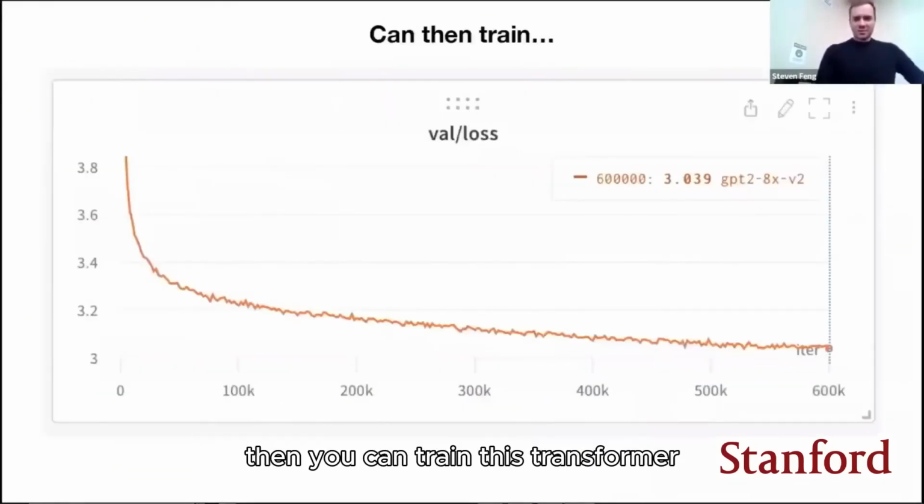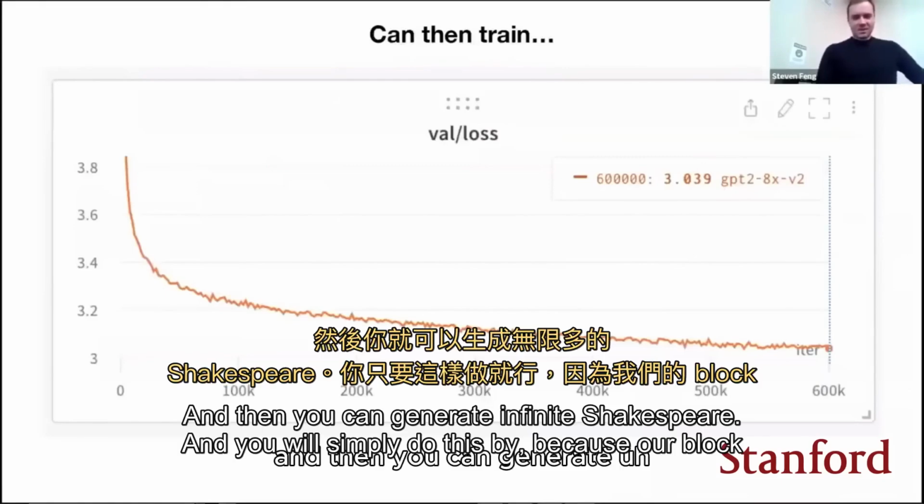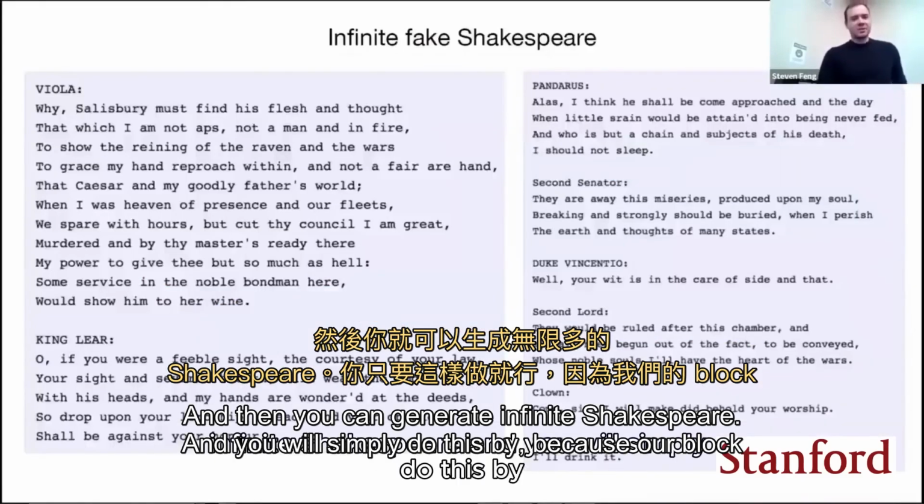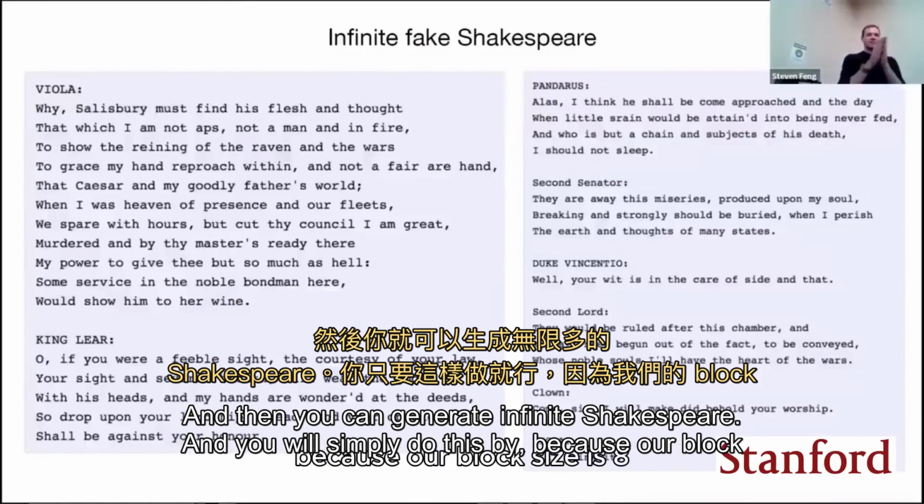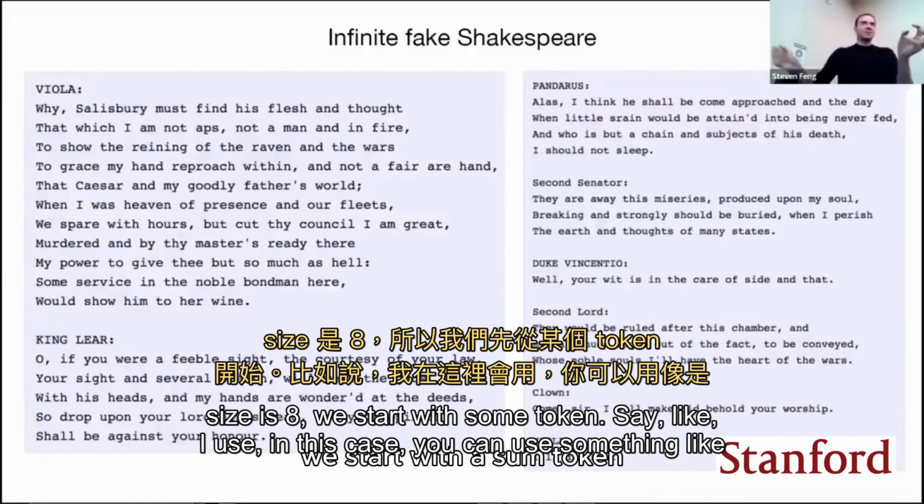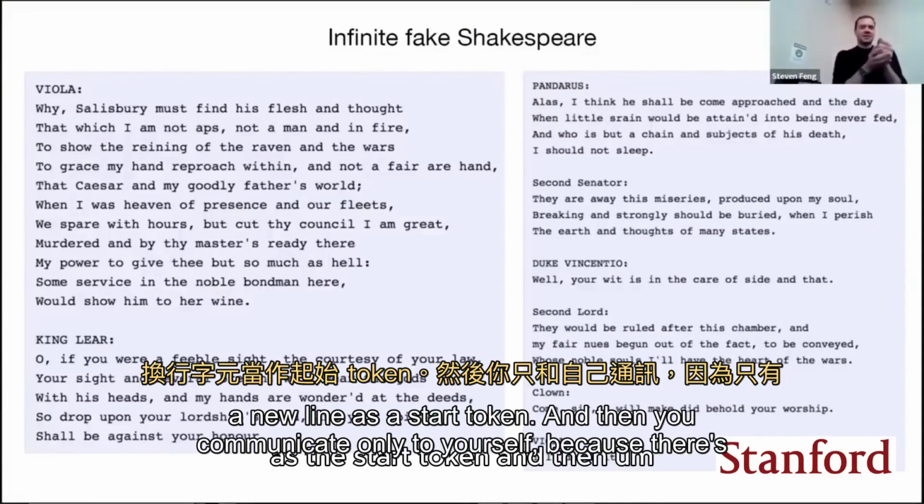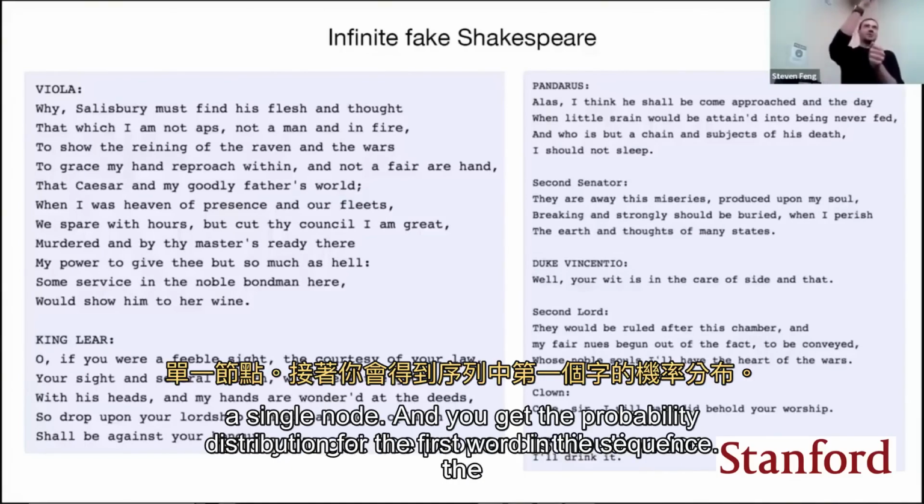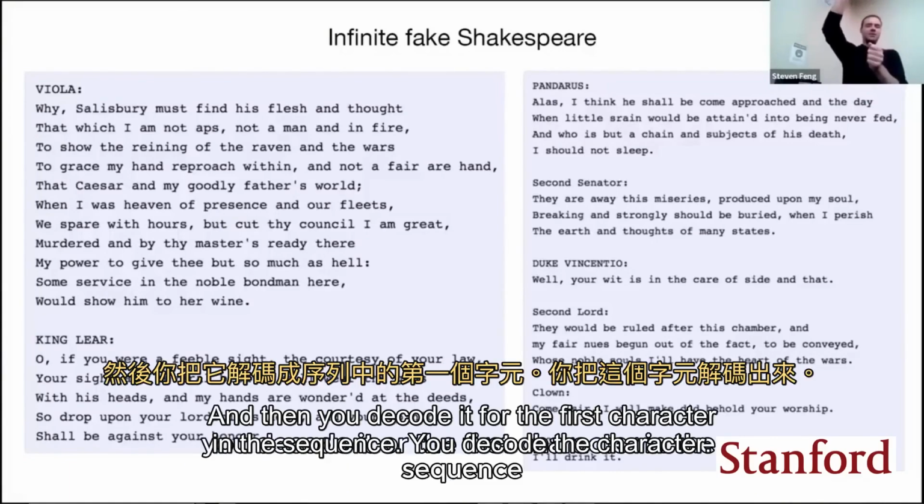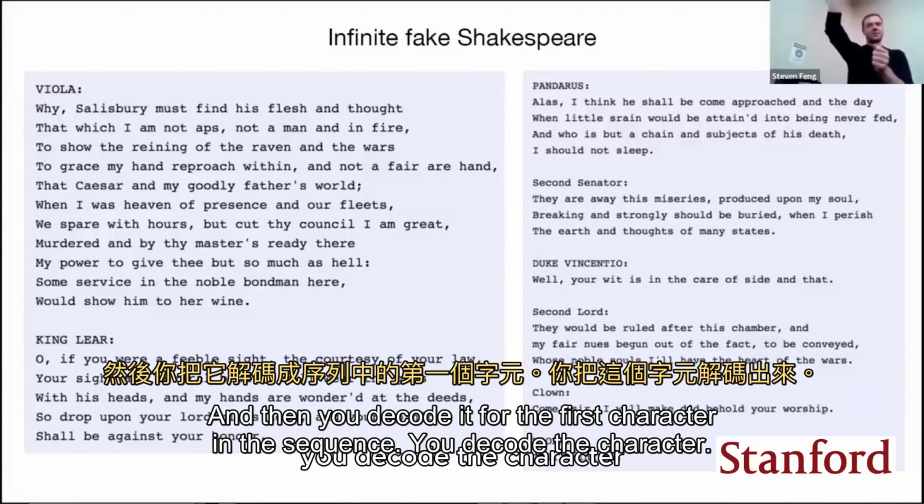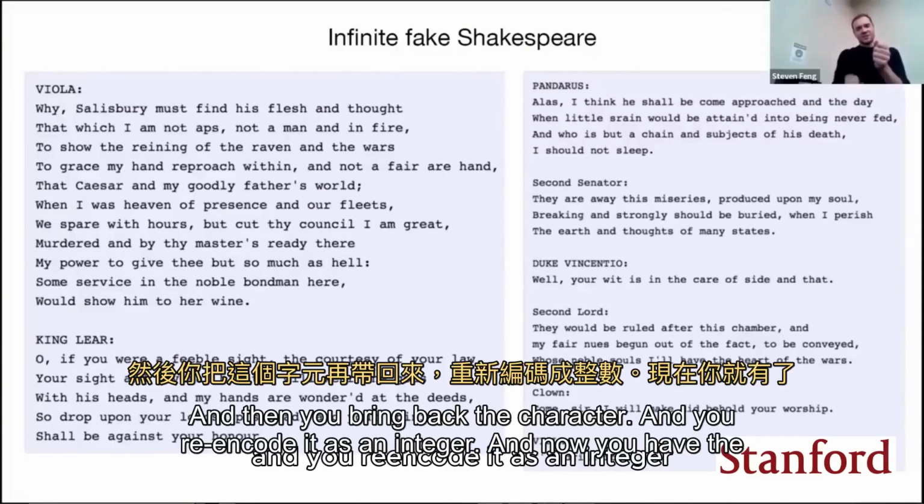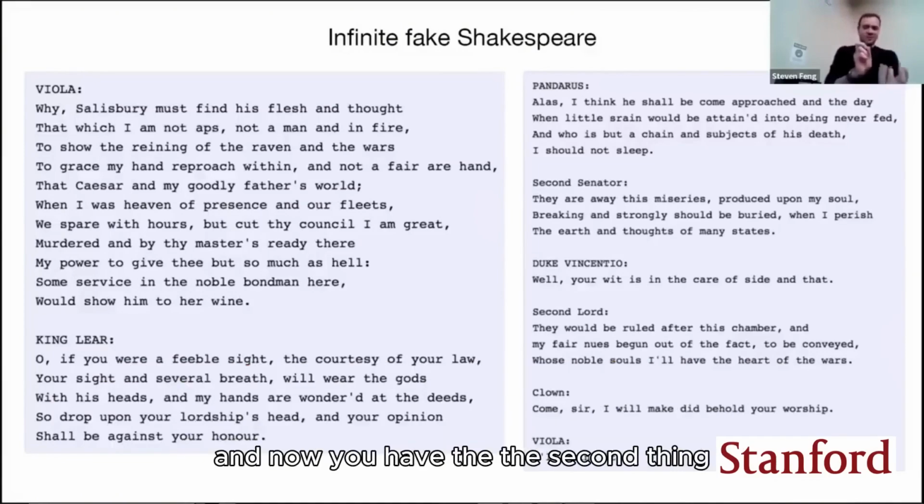Then you can train this transformer, and then you can generate infinite Shakespeare. And you will simply do this by, because our block size is 8, we start with some token. Say, in this case, you can use something like a new line as the start token. And then you communicate only to yourself because there's a single node. And you get the probability distribution for the first character in the sequence. You decode the character. And then you bring back the character and you re-encode it as an integer. And now you have the second thing.